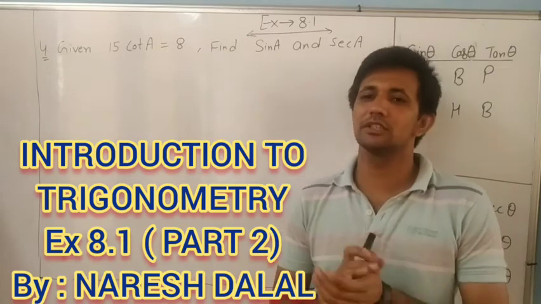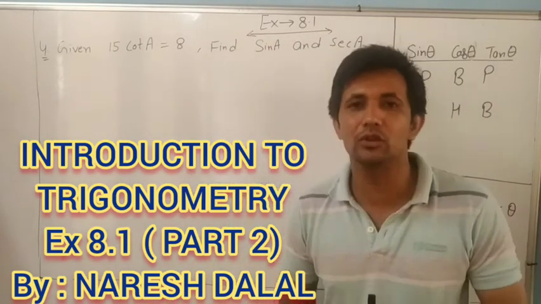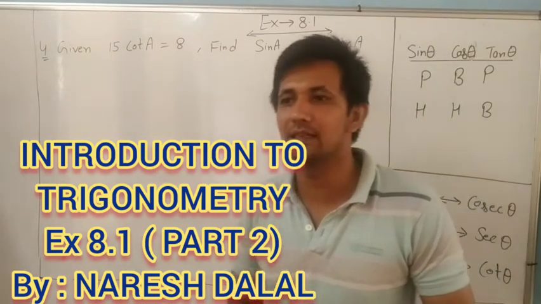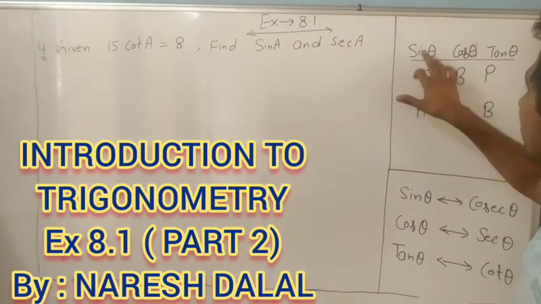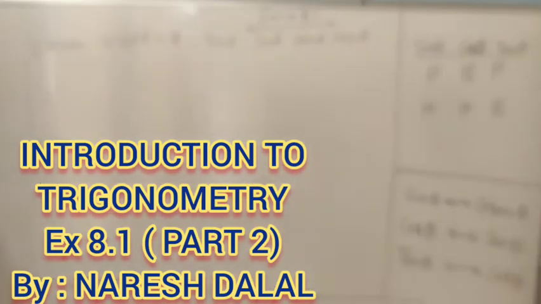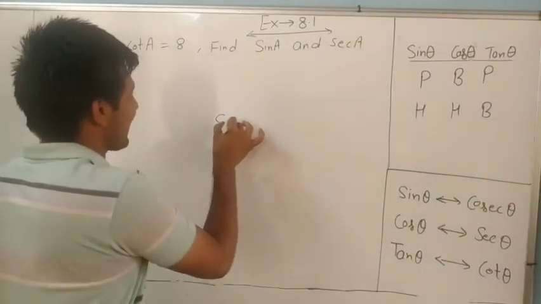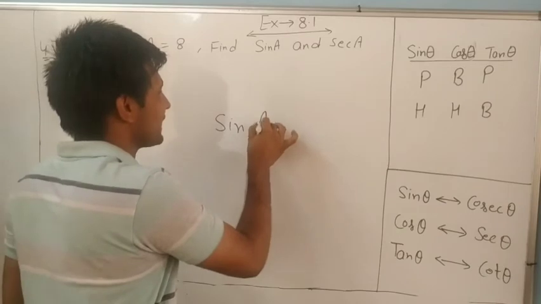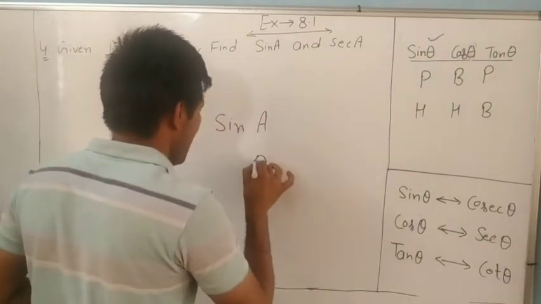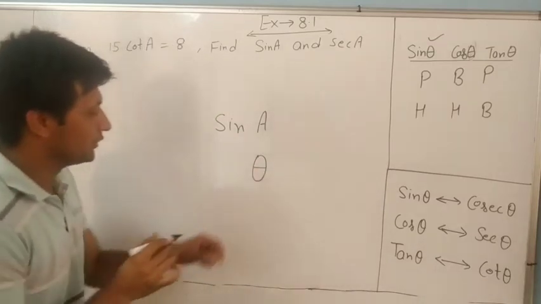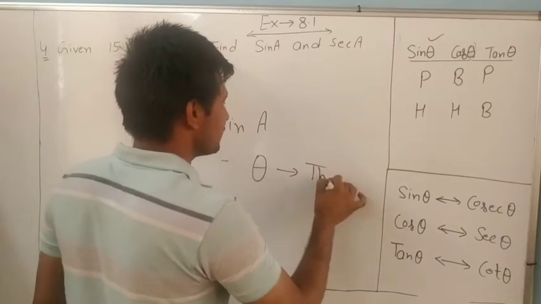Dear students, yesterday we already learned what the trigonometric ratios are with respect to angles. We learned what is sine of an angle, what is cos of an angle, and what is tan of an angle. If the angle is A, then we write sine A. This symbol is a Greek letter we use for angle; its name is theta.